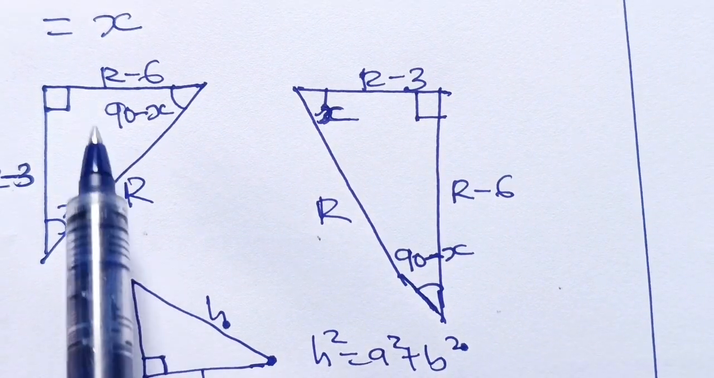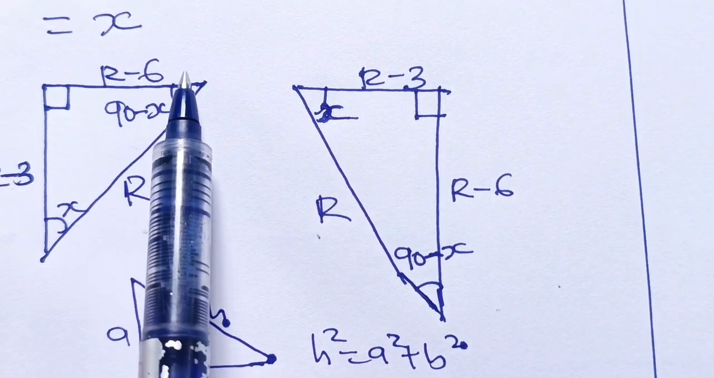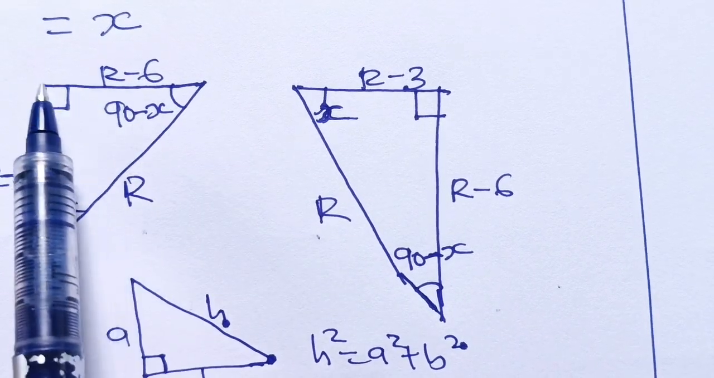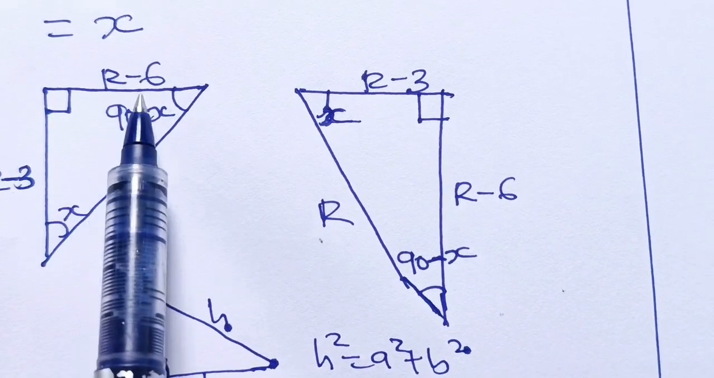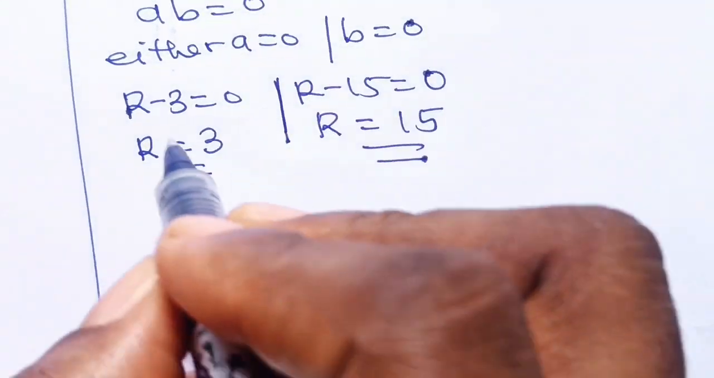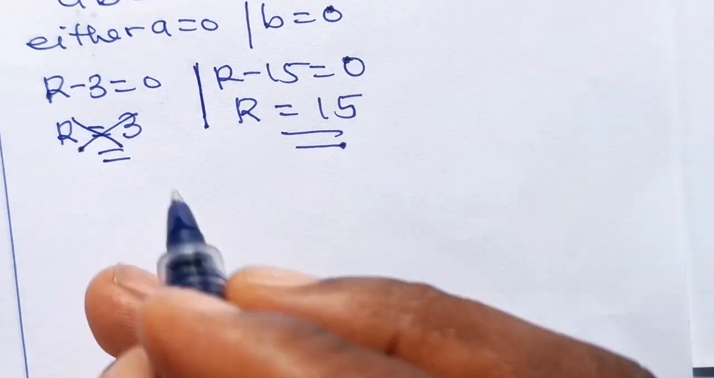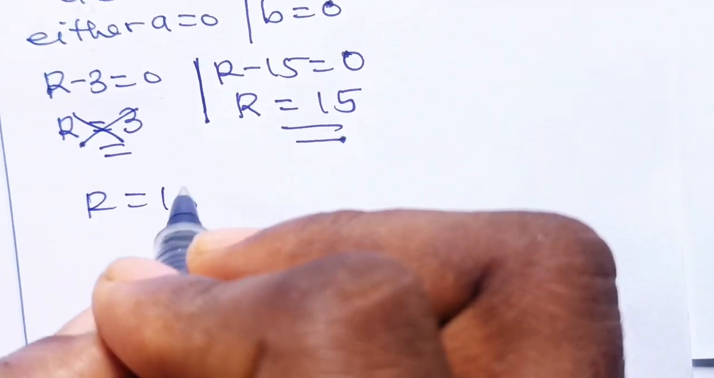Now we cannot keep both these values for our radius. That is because when you check the diagram, you can see that this is r minus 6. If we say let our r be 3, 3 minus 6 will give us a negative answer, and you know there is no way this side will be negative. It's not possible. So that simply means that this is not going to work. So it simply means that the only r we have is 15.